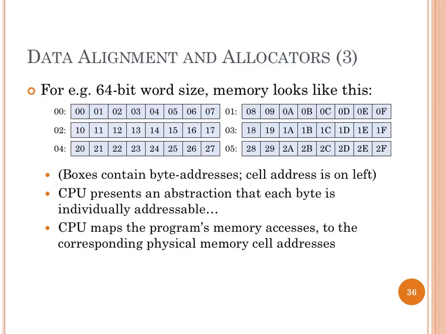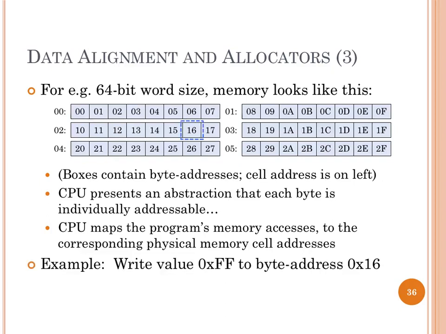Okay, so here's what memory kind of really looks like. The boxes will contain individual byte addresses, and then the number to the left of each cell is the actual cell address. So you can see cell 0, cell 1, cell 2, cell 3, and so on. So when a program says, here's the address I want to interact with, the processor does a little bit of translation. Now, it's a really simple translation.